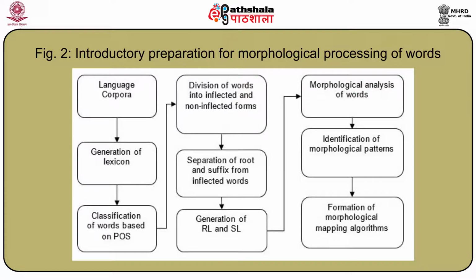Here, if you look at figure 2, you can get some idea how the introductory preparations of morphological processing are done. To sum up, we take a language corpus, then generate a lexicon database, classify words based on their parts of speech, divide words into inflected and non-inflected words, then separate root and suffix from the inflected words, generate root and suffix lexicons, then do morphological analysis of words, identification of morphological patterns, and formation of morphological mapping algorithms.